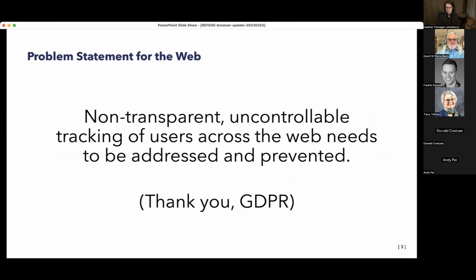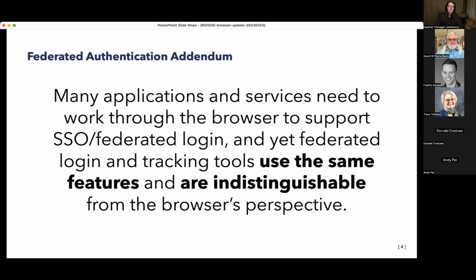So what is the problem? The problem is, as we would say in the US, a motherhood and apple pie statement: non-transparent, uncontrollable tracking of users across the web is a problem. It's a no good, very bad thing. GDPR has actually given that teeth. It's something that everybody pretty much says, well, yes, absolutely, of course, we don't want to have that happen. It's an invasion of privacy.